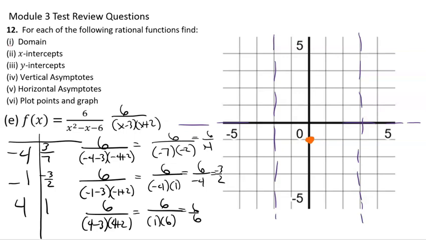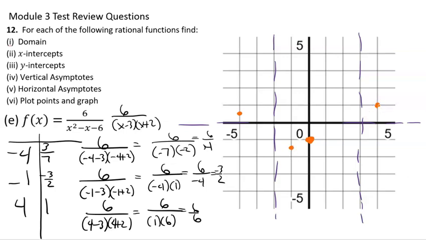Alright, let's plot points. -4, 3/7. So 1, 2, 3, -4 right there. And 3/7 is positive. Now 3/7 is almost half, isn't it? Because 3.5/7 would be half. So 3/7 right there. Might not be feeling real good, but it's going to be okay. -1, -3/2. So -1, -3/2. You know -3/2 is -1.5. And then 4, 1.